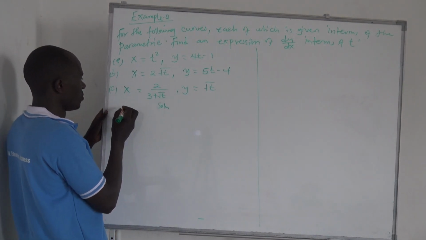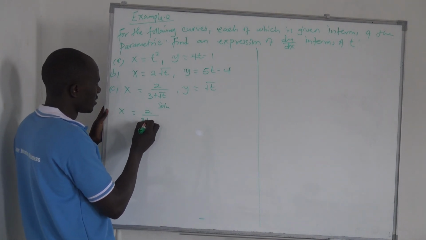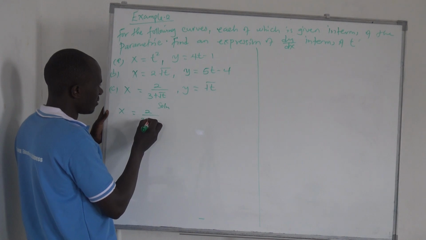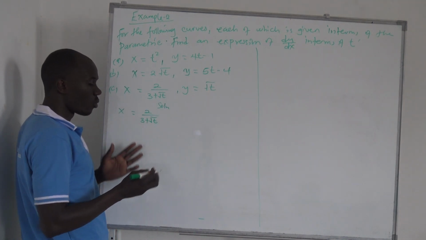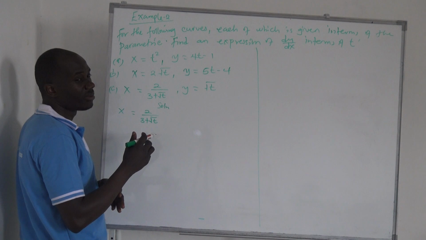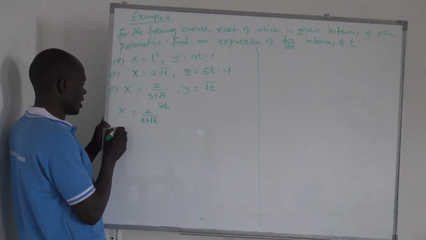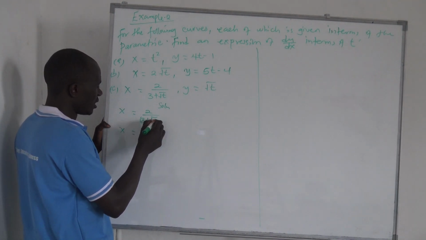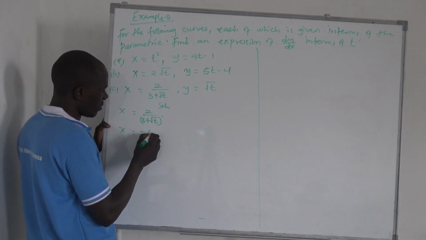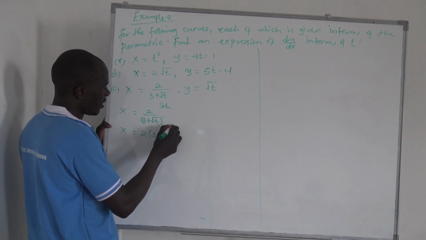Part C goes: x equals 2 all over 3 plus root t. There are very many ways. You can either use the quotient rule or I can take it up. Which one do you prefer? Let's take it up. x equals 2 into, this is like power 1, so this is the same as 3 plus t power a half, power negative 1.